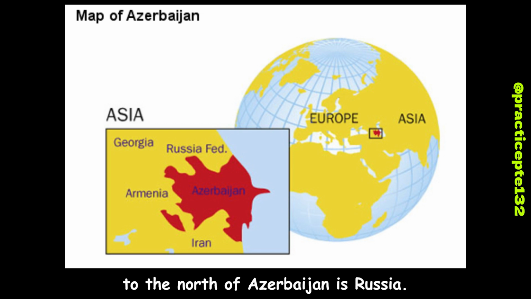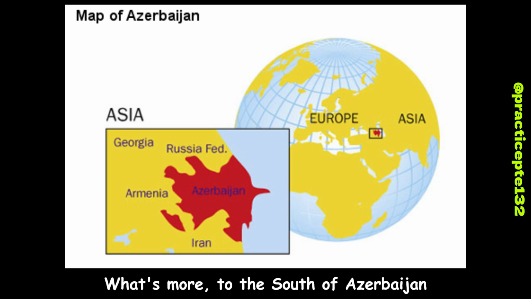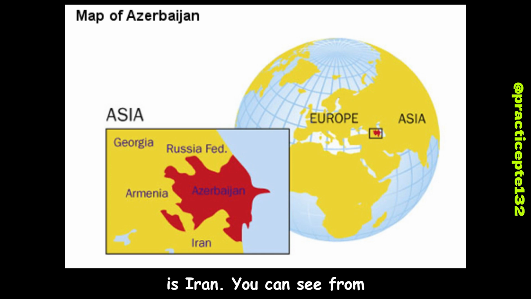According to this graph, to the north of Azerbaijan is Russia. What's more, to the south of Azerbaijan is Iran. You can see from this map, Armenia is to the west of Azerbaijan. To sum up, the map tells about where Azerbaijan is.